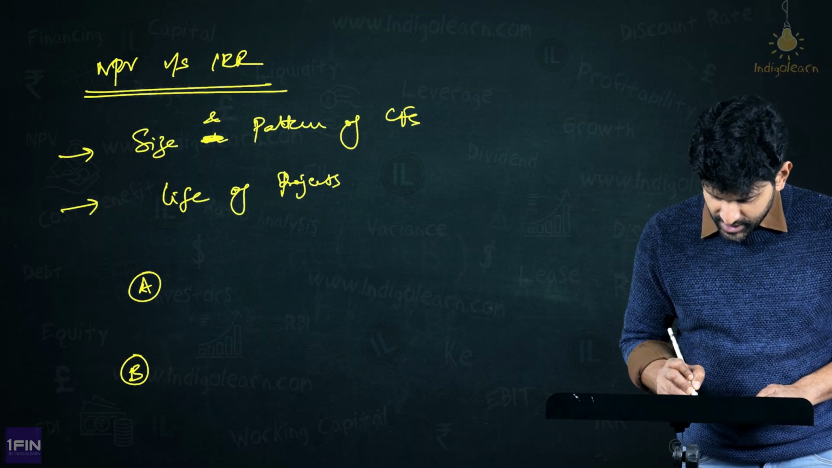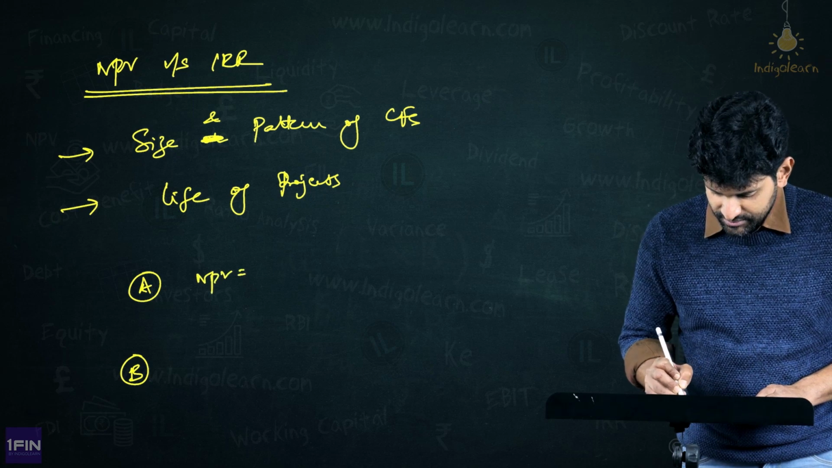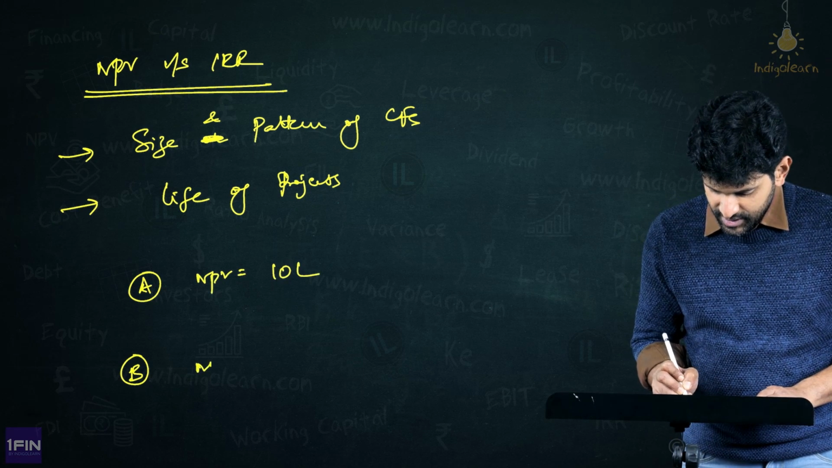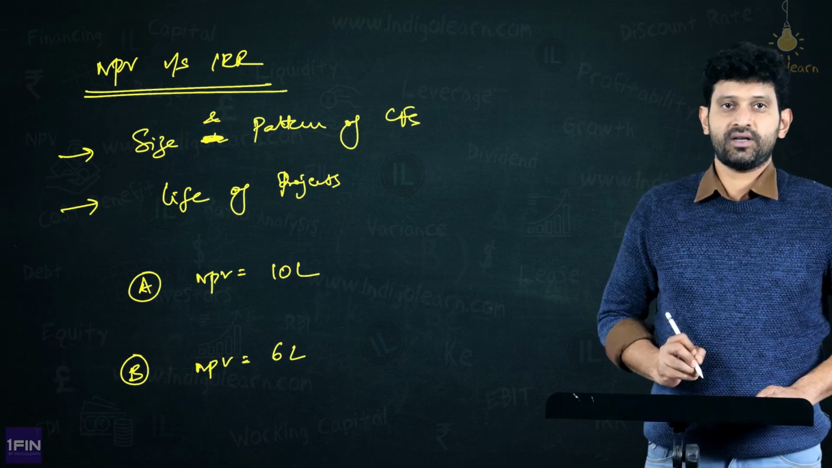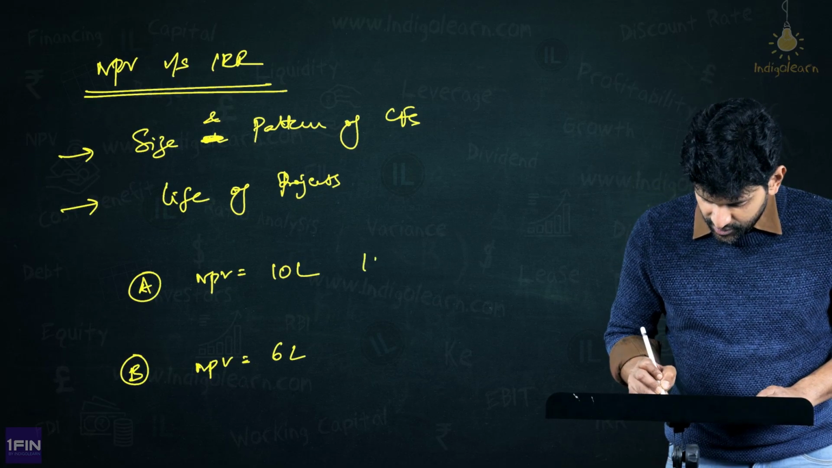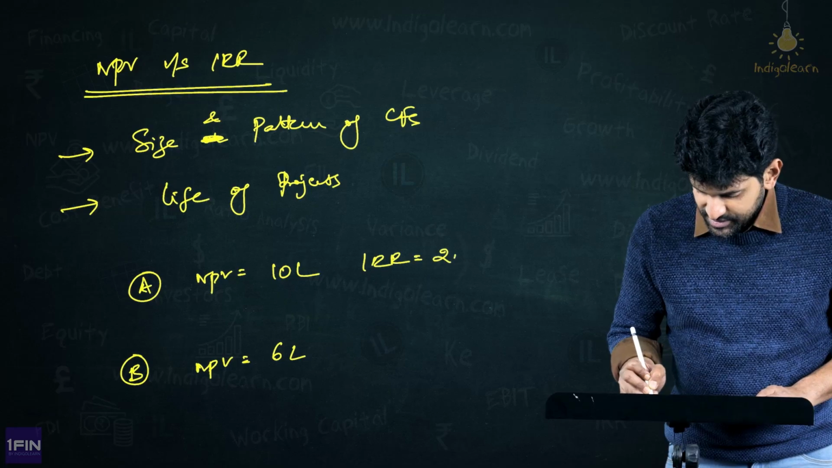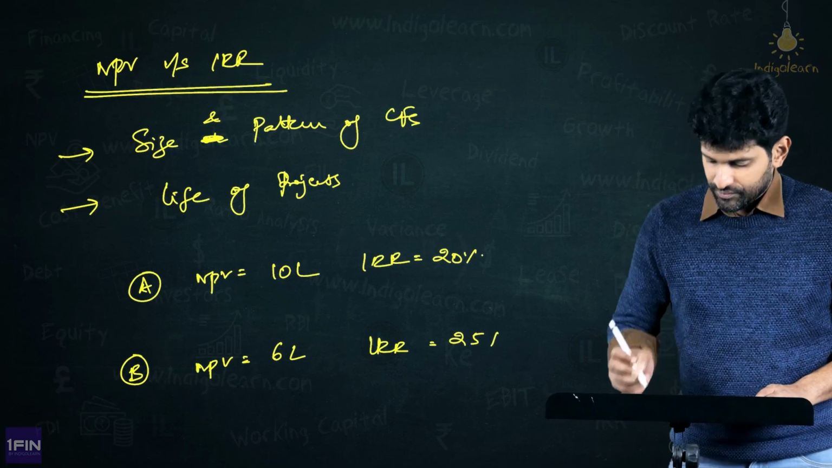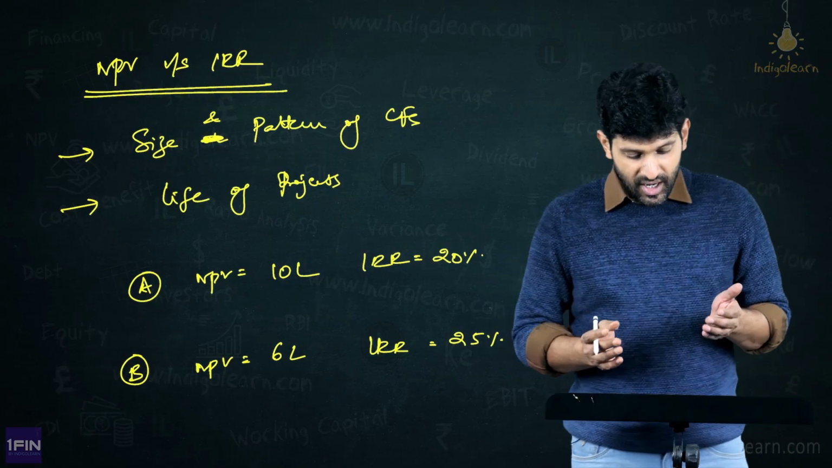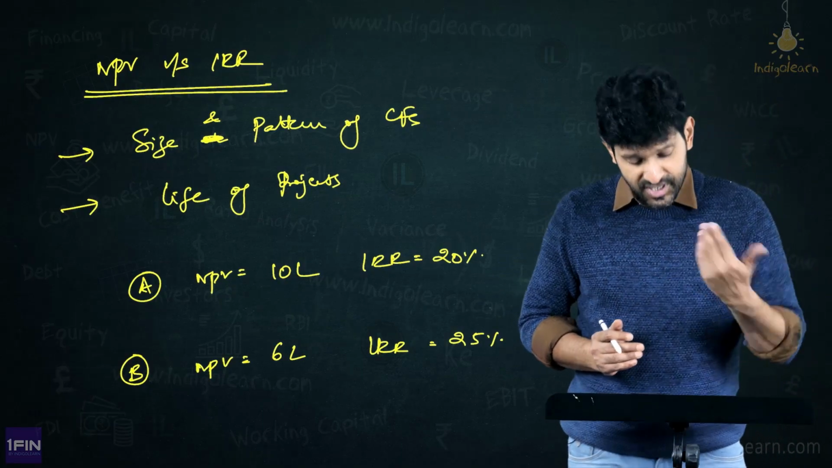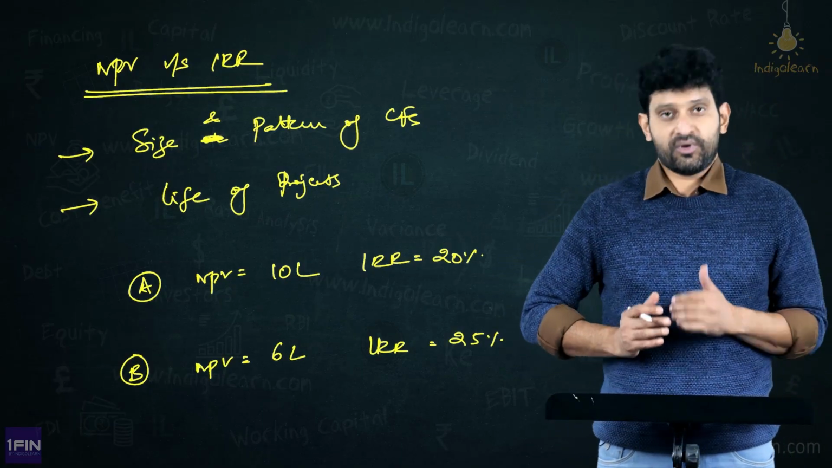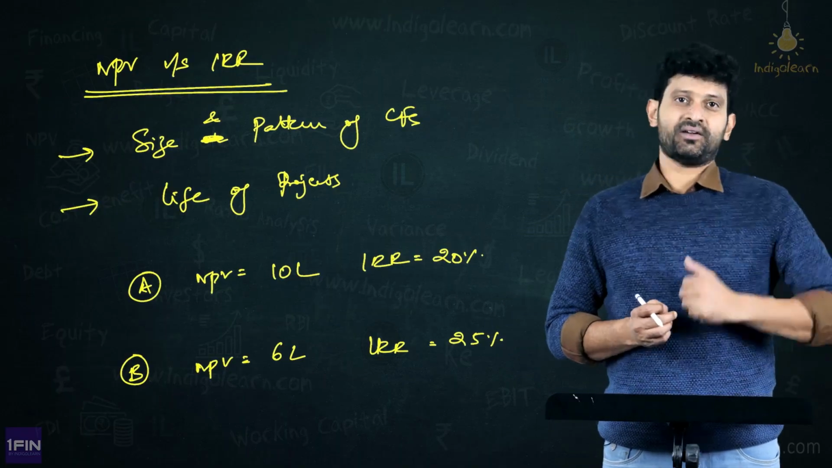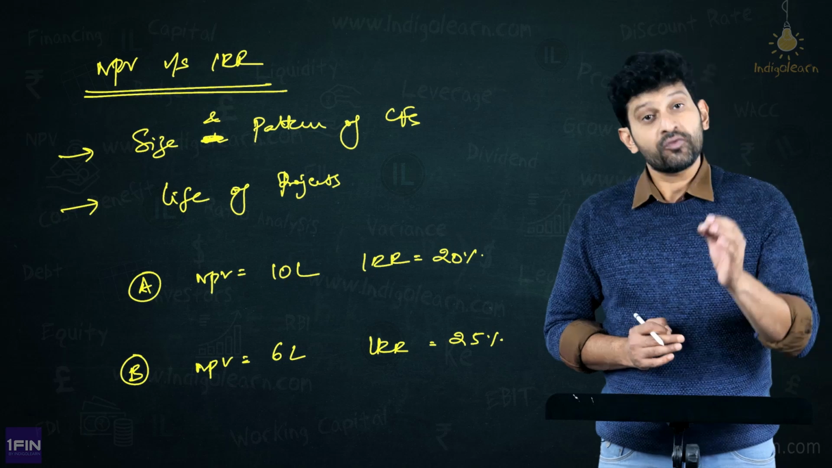where say NPV of project A is some 10 lakhs, whereas NPV of project B is say some 6 lakhs. Now the IRR of project A is some 20%, say the IRR of project B would be some 25%. Now this is a situation where NPV says project A is better, IRR says project B is better. In such a case, which one do you think is a better technique? The concept says, boss, go with NPV.